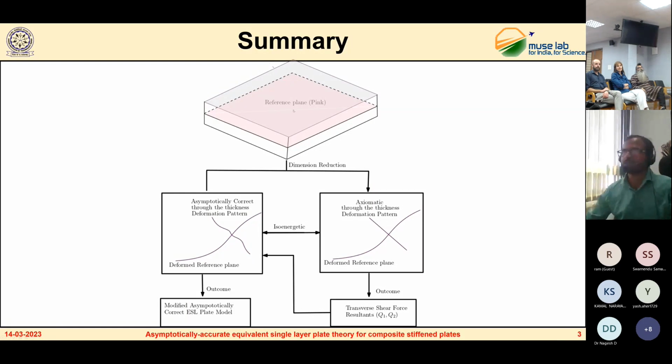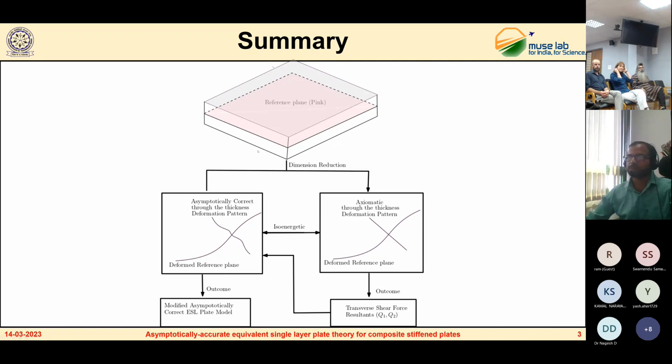Plates are basically three-dimensional structures, so we can use three-dimensional elasticity to analyze these structures. But the problem with three-dimensional elasticity is that it requires too much computational cost, and in many cases the analysis becomes too difficult that we cannot solve it by the three-dimensional elasticity approach. So that is why we go for dimension reduction.